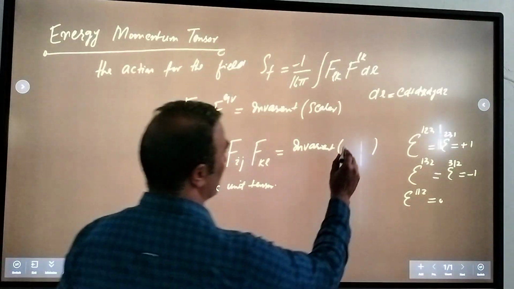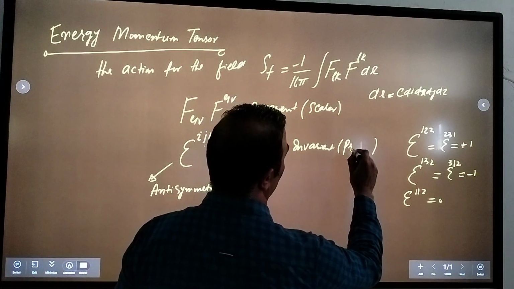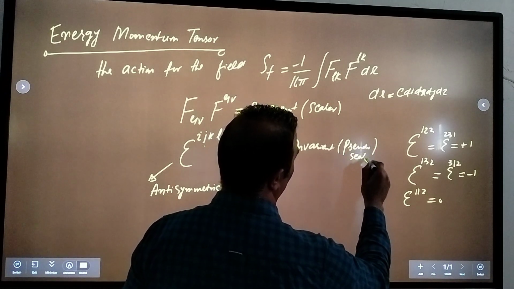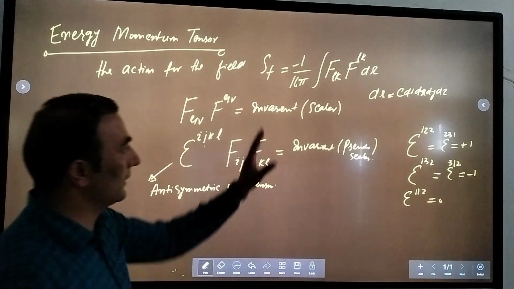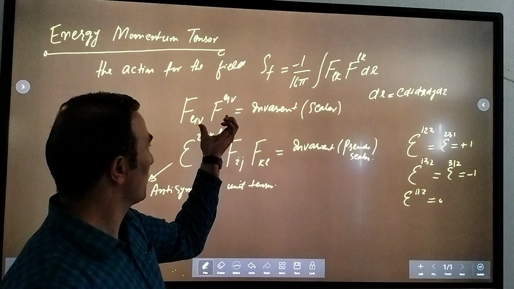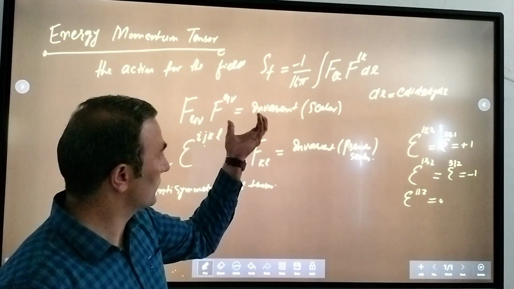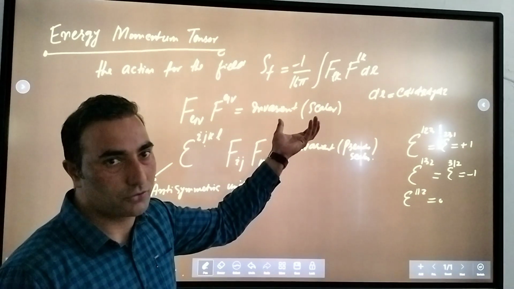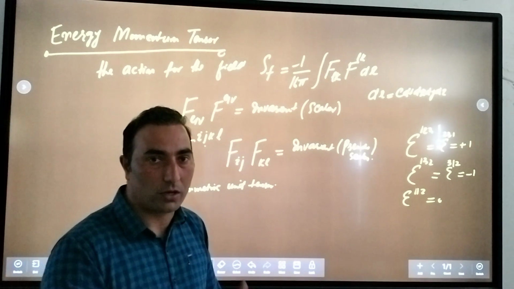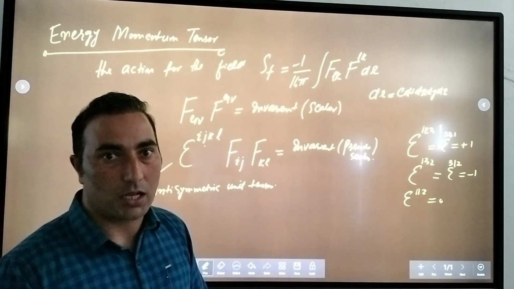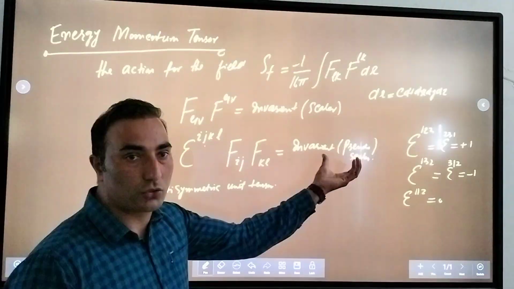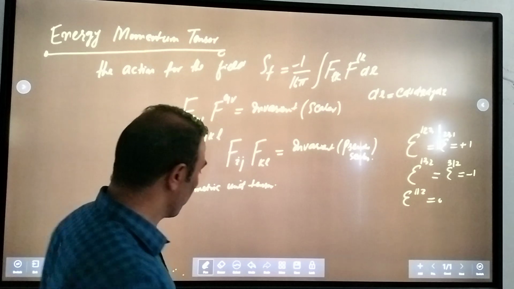But this scalar is not a pure scalar, it is a pseudo scalar. A scalar, you understand, is like length. If we transform it from one inertial frame to another inertial frame, it remains invariant. Length remains invariant when you go from one inertial frame to another. But this is a pseudo scalar, not a pure scalar.